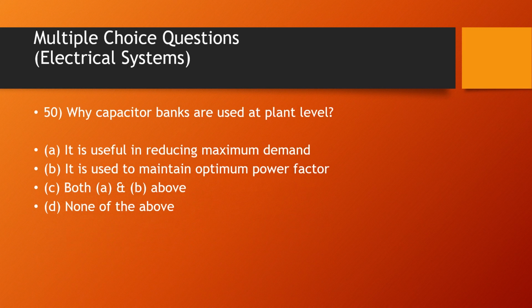Now coming to the next question, why capacitor banks are used at plant level? Option A is it is useful in reducing maximum demand. Option B is it is used to maintain optimum power factor. Option C is both option A and option B. Option D is none of the above. And the answer to this question is option C, both option A and option B.